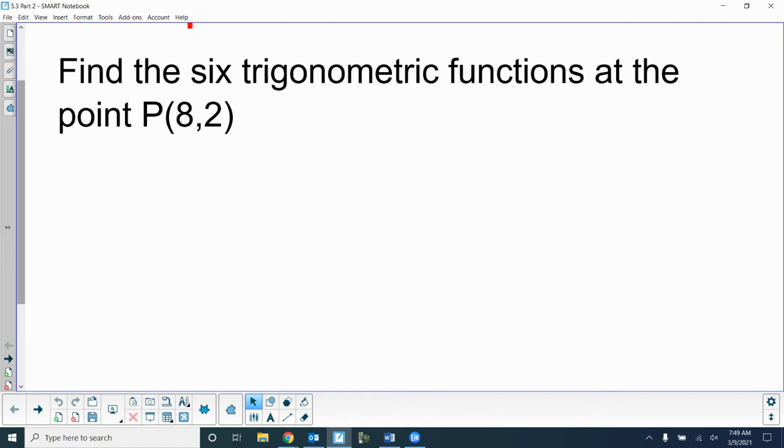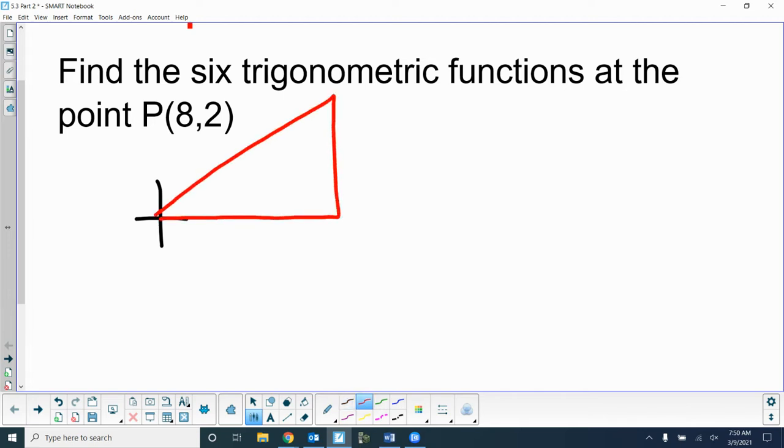8, 2, what quadrant's that? Let's put our phones away. 1, right? First quadrant. 8 to the right and 2 up. So if I have my little XY axis, I'm just going to draw it bigger. This would be the 8, this would be the 2, right? You draw your picture. Here's our point up here.